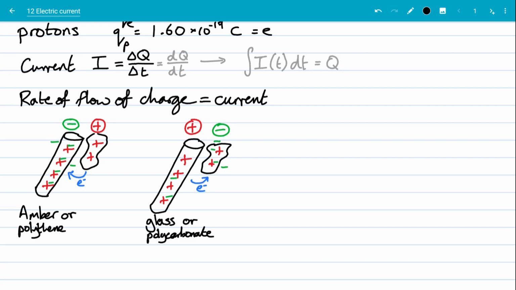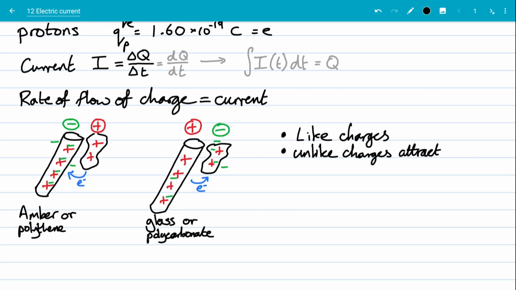It was identified that like charges repel and unlike charges attract. And we will go into much more detail about why that happens when we look at electric fields in year 13. But that was Benjamin Franklin's discovery. So he knew that different substances charge differently, and some charge positively and some charge negatively.